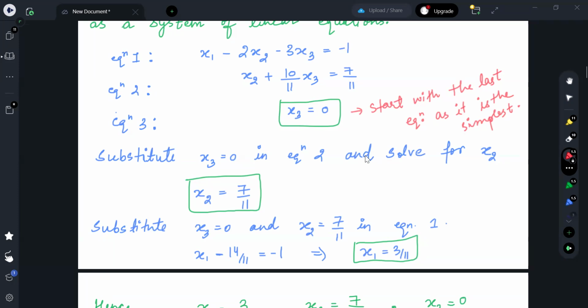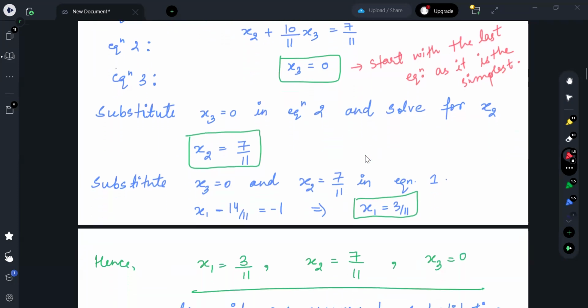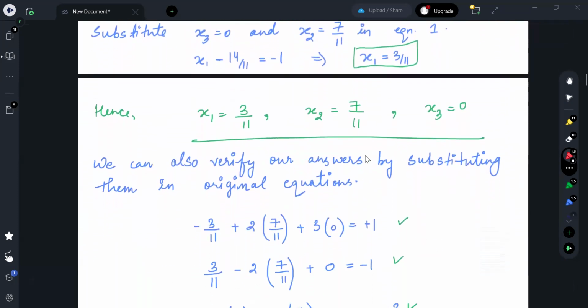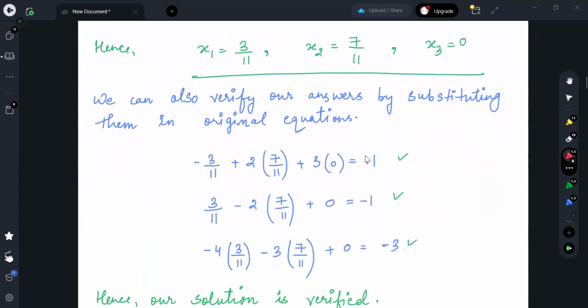And now, once you have x1, x2, x3, we can also verify our answers by substituting these values in the original equations. So you go back to the question, substitute x1, x2, and x3, and check if your LHS equals RHS. And it must hold for all equations. And there we go.